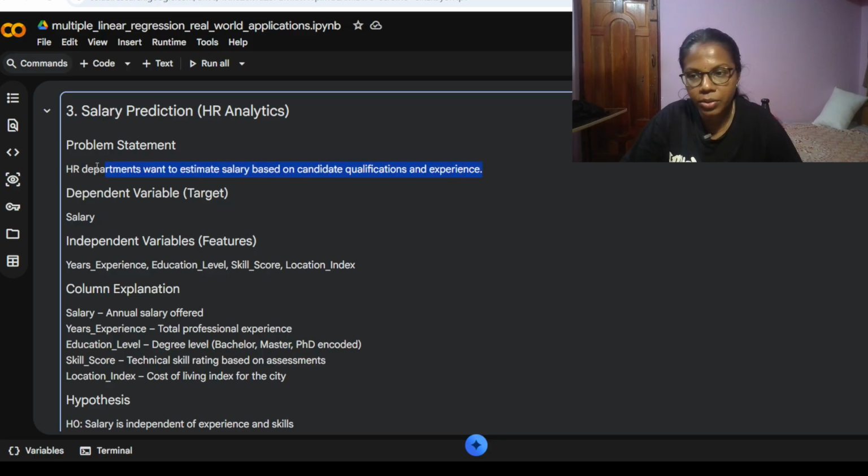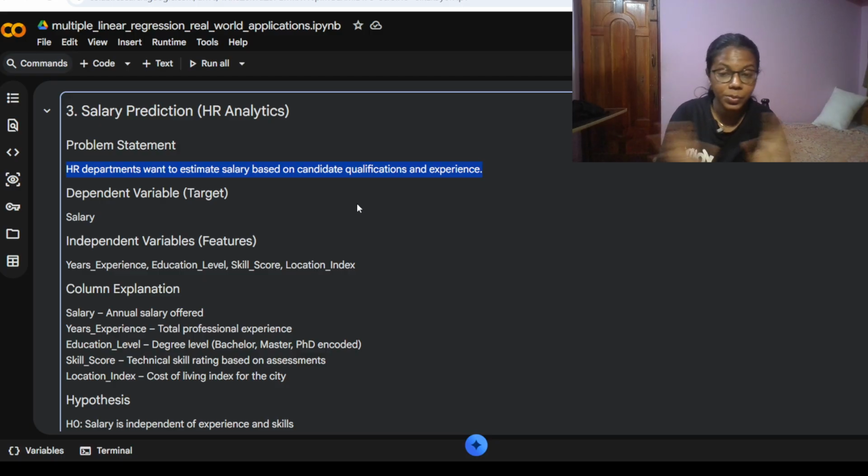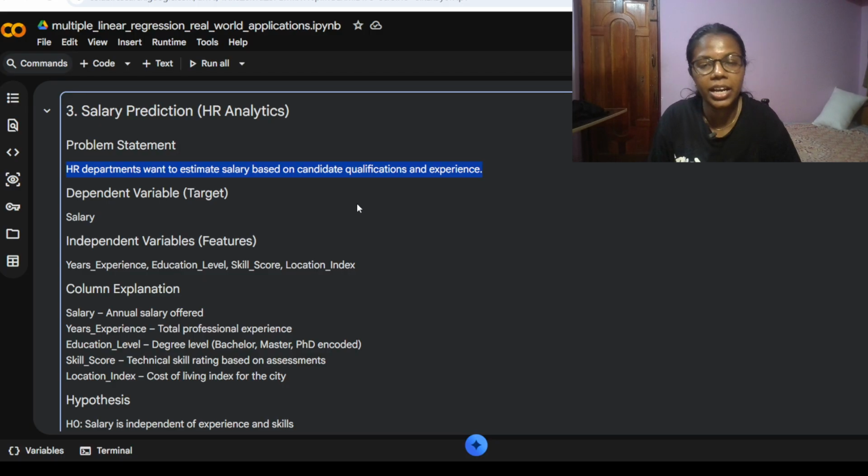The first thing you have to do is understand the problem statement. Look into it. HR departments want to estimate salary based on candidate qualification and experience. This problem statement is easy to understand, but the problem here is that as a fresher, you will have no clues. But just by applying this algorithm, you will get every single clarity that you need.